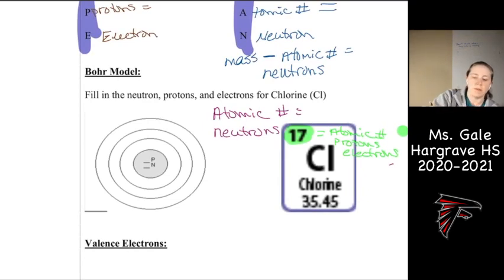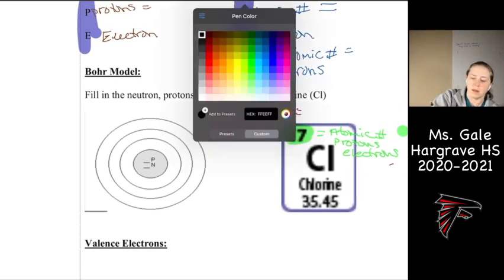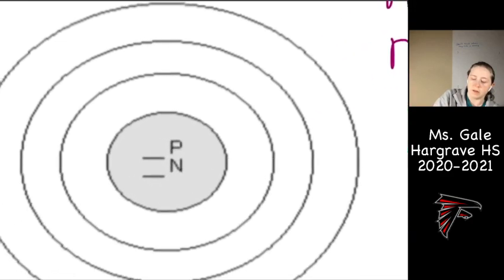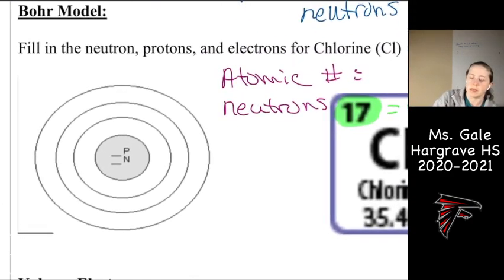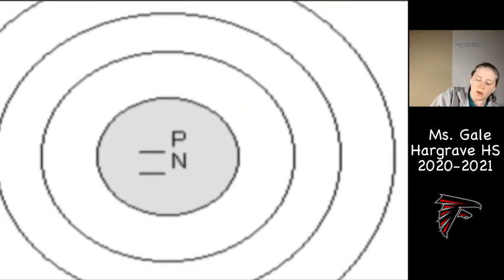So pause the video and see if you can work on this and figure this one out. Okay, so have you figured this one out? I'm going to do the orange. So for chlorine, if you notice, our atomic number is 17. We have 17 protons.